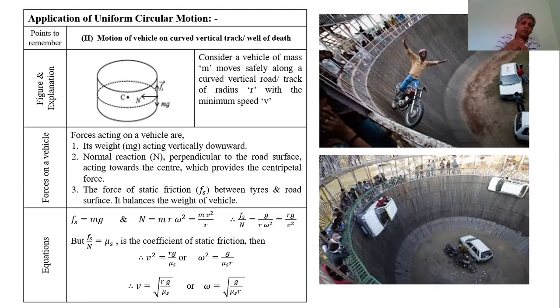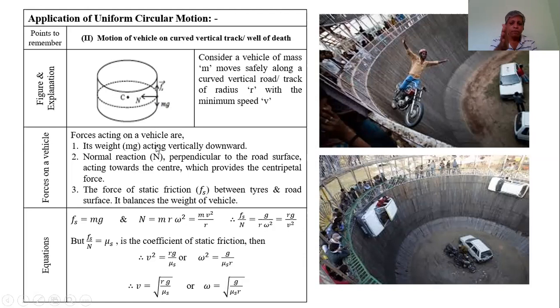When such an object revolves in a horizontal circular orbit, at that time the forces acting on that vehicle are as follows. One force is its weight, mg, acting vertically downward. This is the downward direction. This is the weight.